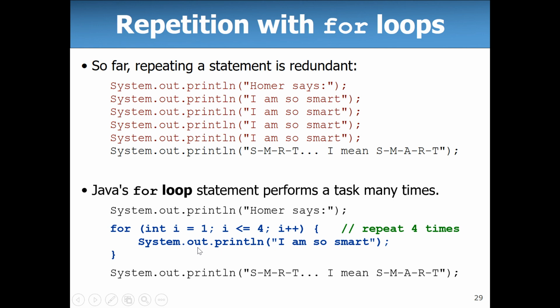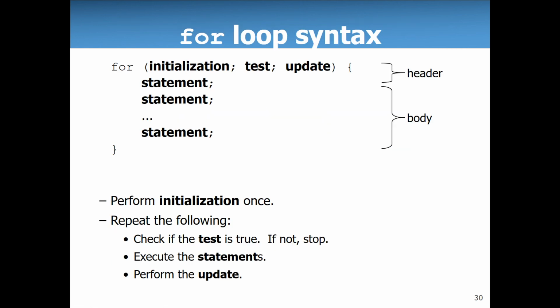So the for loop has 3 portions to it. Yeah, I know, you'd think it would have 4, but it has 3. Or at least 3 parts over here. It's broken up into these 3 parts: initialization, test, and update. So we call this the header, and then anything between the curly braces is the body. We perform the initialization once, and then we test to see if it's true, and then we execute the statements, and then we update.